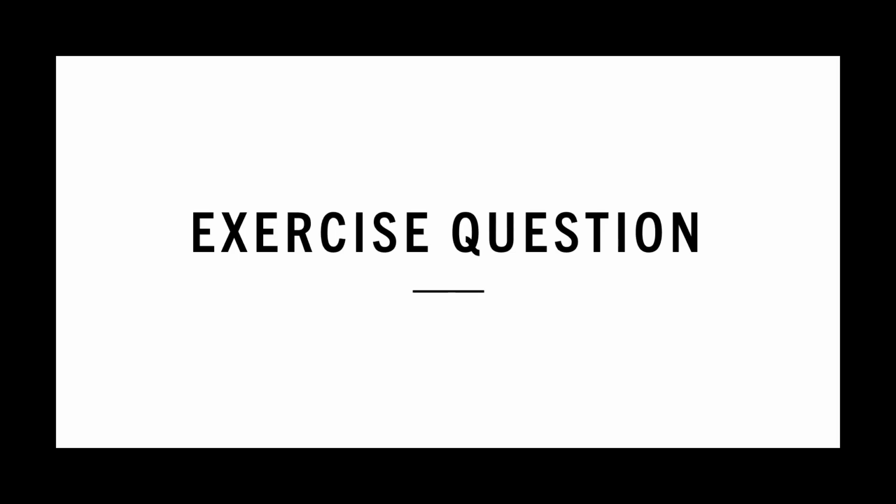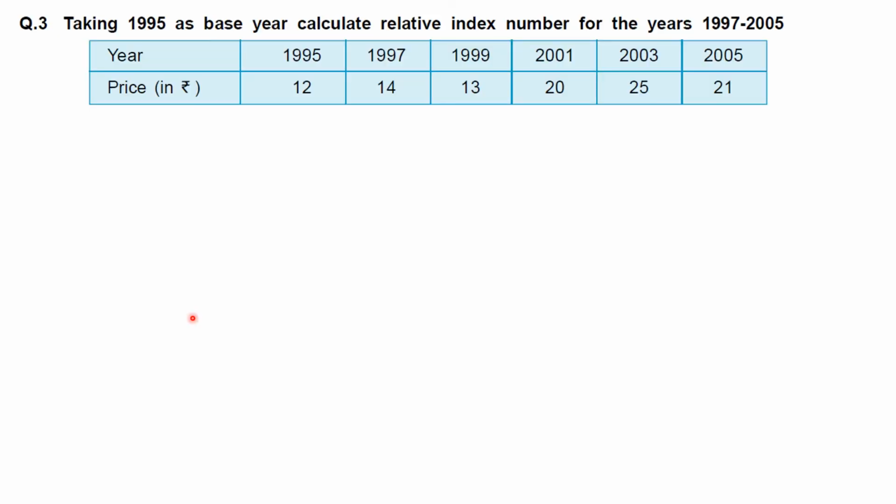Now we'll solve the exercise question which is on relative index number. Question number 3 from the exercise on unit 6. It is given, taking 1995 as base year, we have to calculate relative index number for the years 1997 to 2005. So we take 1995 as the base year, and for each of these years we need to calculate the relative index number.